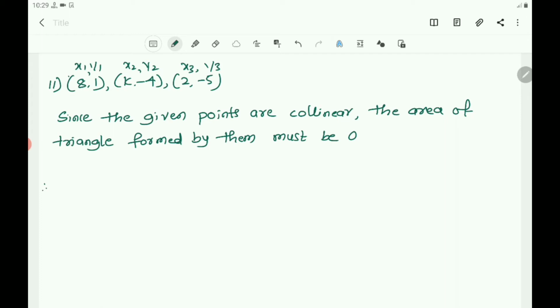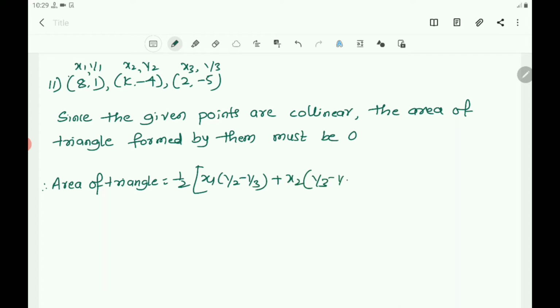Therefore you take, area of triangle equals, you know the formula, half of x1 into y2 minus y3 plus x2 into y3 minus y1. Here the formula is very simple. You must know the logic here. Then x3 into y1 minus y2 equals how much? The area is 0.